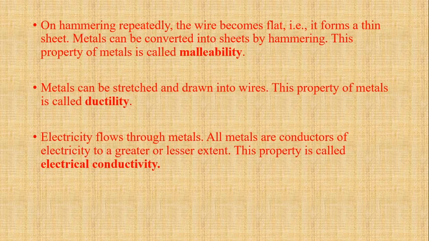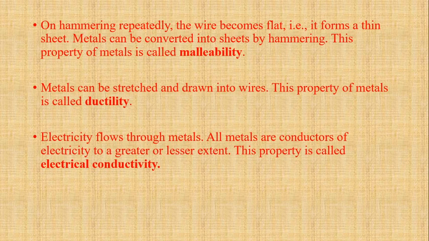Children, have you taken a wire? Once you hit the wire so many times repeatedly again and again, that same round shaped wire gets converted to a flat sheet. So that property is called as malleability. Second one, ductility. Metals can be stretched and drawn into wires. The property of metals is called as ductility. Wires simply don't come from the earth's crust. A metal is molded in the form of a wire. So when a metal is molded into form of a wire, that property is called as a ductility.